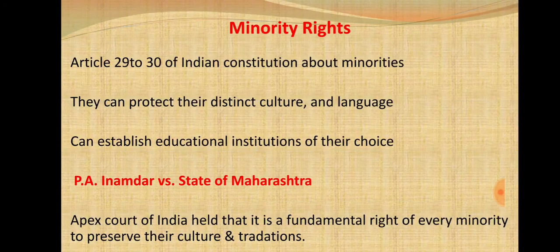Minority rights. Articles 29 and 30 of the Indian Constitution contain certain rights called minority rights. There are minorities like Muslims, Christians, Parsis, Jains, Buddhists, Sikhs, and Zoroastrians. These are some important minorities in India, and if they have a distinct culture or language, they can preserve it. For this purpose, minorities can establish educational institutions of their choice.